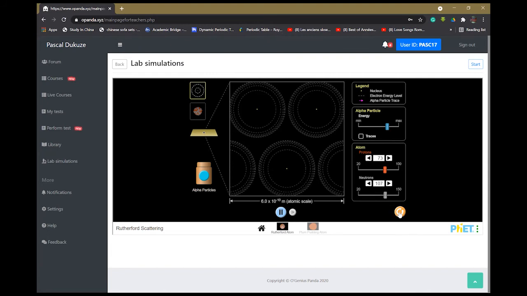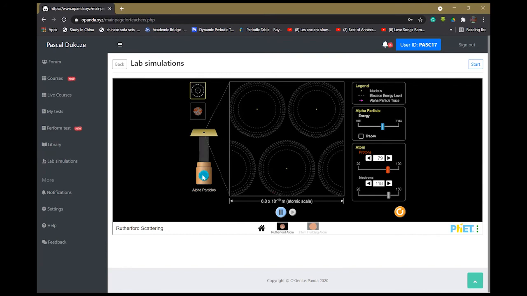As well, you can reset everything. You can reset, you can see it is reset. Now, here it is set to 79 because Rutherford used gold foil. So an atom of gold has 79 protons. Now let's start the experiment.